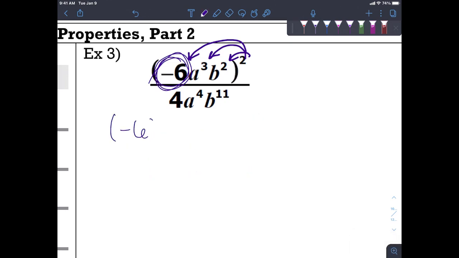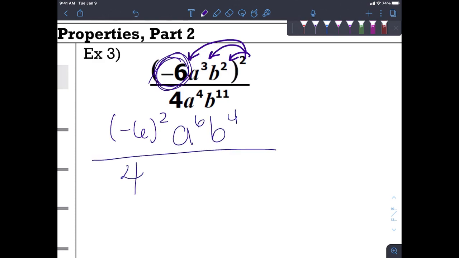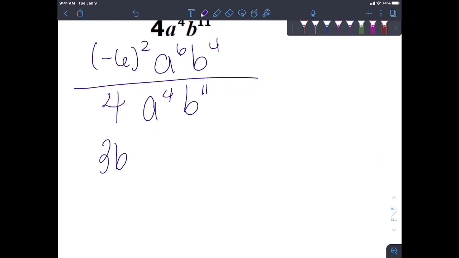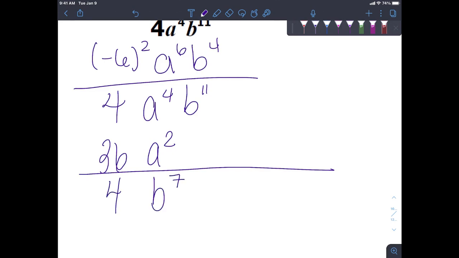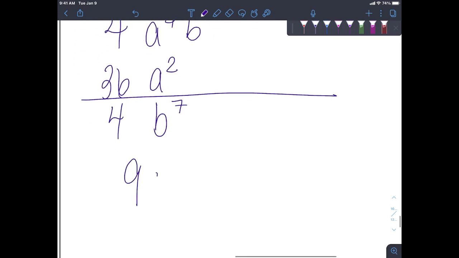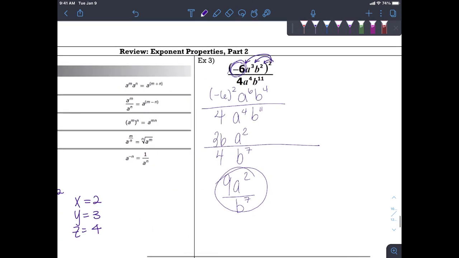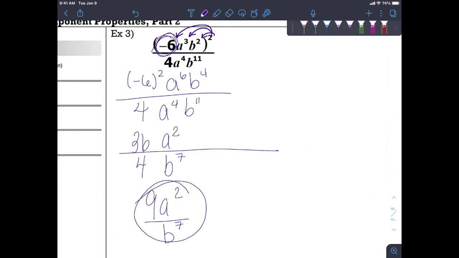All right, so negative 6 squared, a to the power of 6, b to the power of 4, all divided by 4, a to the power of 4, b to the power of 11. Let's start reducing. And I am officially done. So, of course, we can verify this in our calculator by saying that A is equal to 2, B is equal to 3, and you guys already know how to do that.